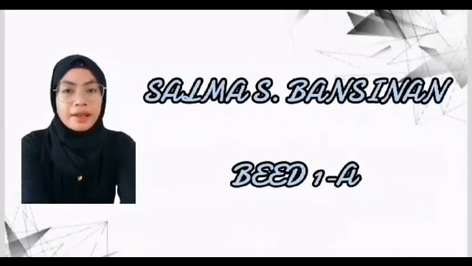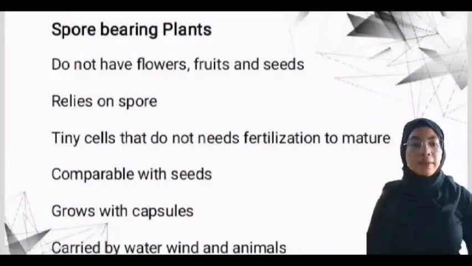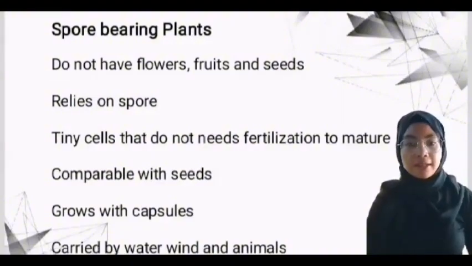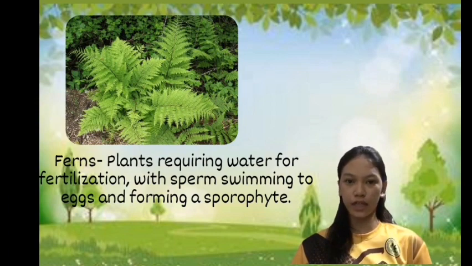From B.Ed 1A. Spore-bearing plants like mosses reproduce through tiny reproductive cells called spores. These spores develop into new plants. Ferns are plants requiring water for fertilization, with sperm swimming to eggs and forming a sporophyte.